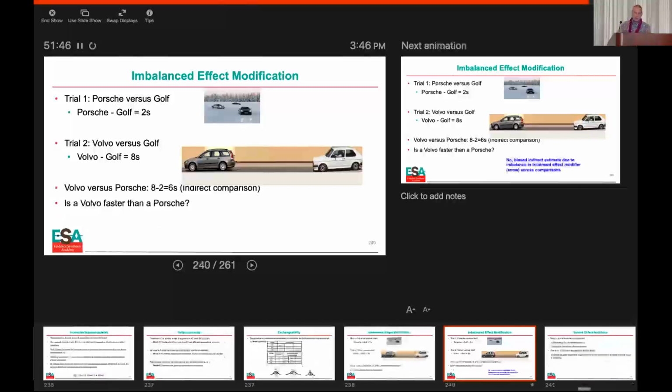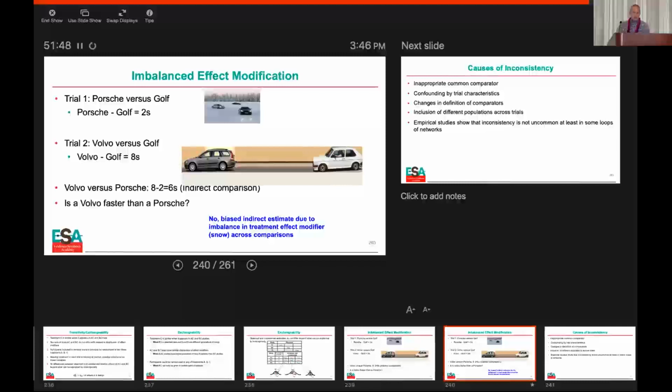And so it's not fair to say that one is better than the other, because that's a potential biasing effect. Let's put it this way: if the Porsche had been compared to the Golf on the dry track, it might have done much, much better. And likewise, if the Volvo had been compared to the Golf on the ice, it might have done much, much worse. So we don't necessarily know that.